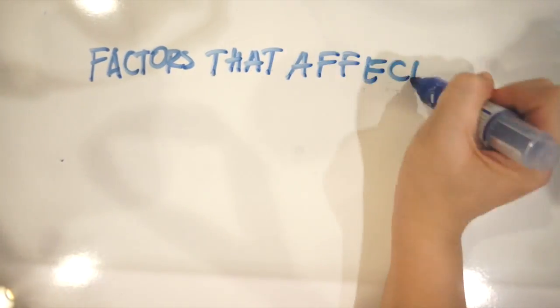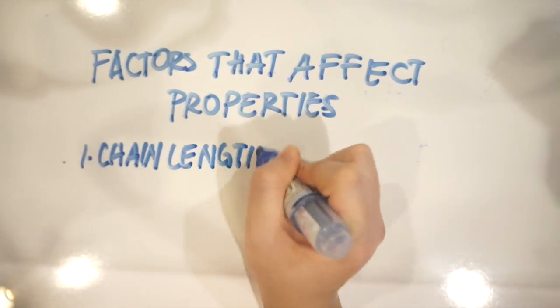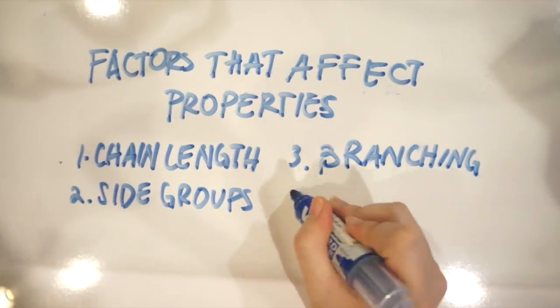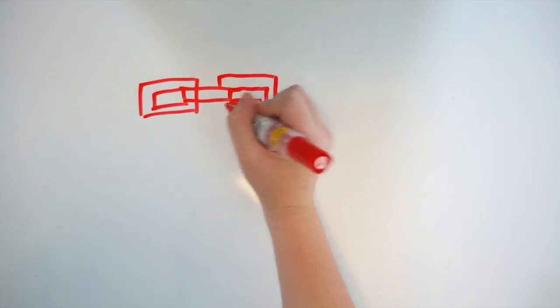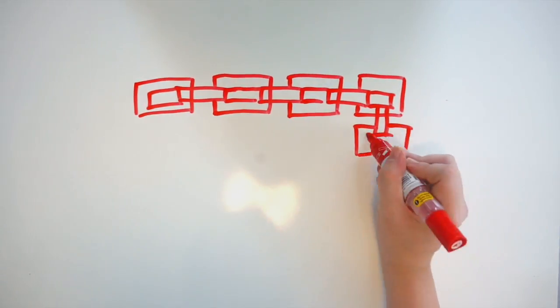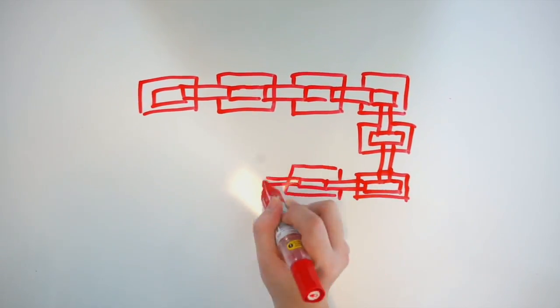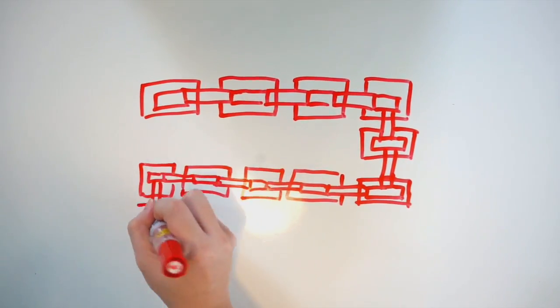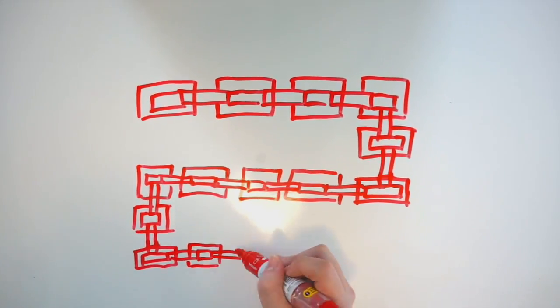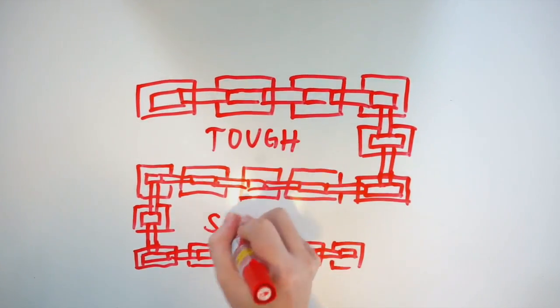So in short, polymers have different properties based on different factors such as chain length, side groups, branching, and cross-linking. Chain length is the length of the repetition of units in a polymer. The longer the chain, the tougher it is, and the higher the modulus of elasticity, also known as Young's modulus, making it stiffer.